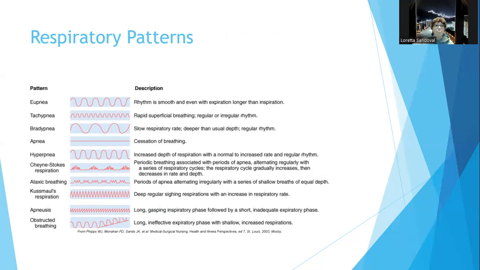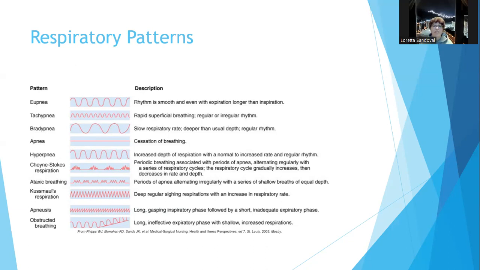Tachypnea is rapid superficial breathing with a regular or irregular rhythm. That's different from tachycardia, which has a regular rhythm. Bradypnea is a slower respiratory rate, deeper than usual, but it has a regular rhythm. Apnea is cessation of breathing.